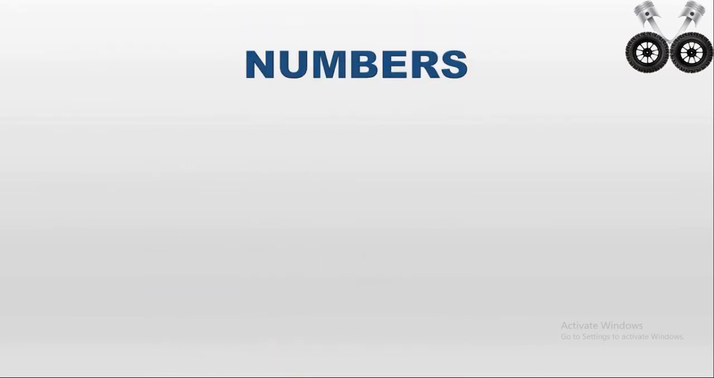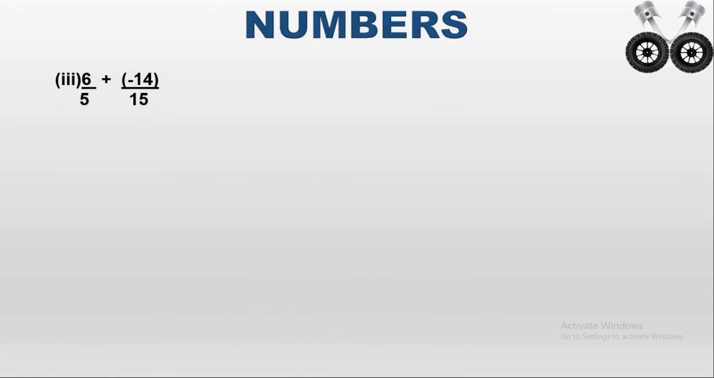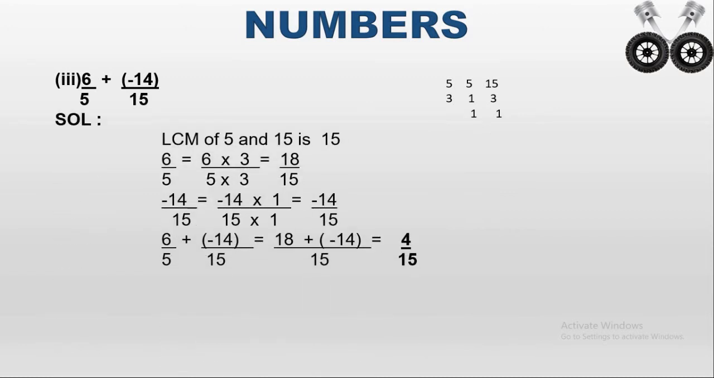Then subdivision 3. 6 by 5 plus minus 14 by 15. Here also the denominators are different. If the denominators are different, we have to find the LCM. So the LCM for 5 and 15. The common factor for 5 and 15 is 5. So 1 5s are 5, 3 5s are 15.